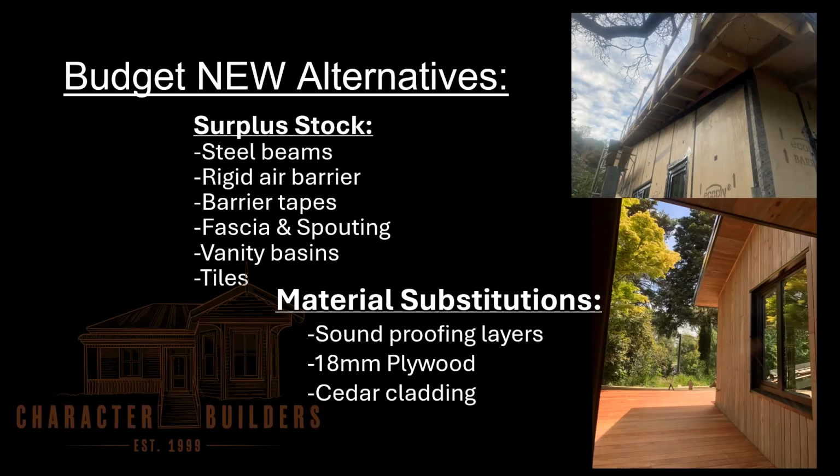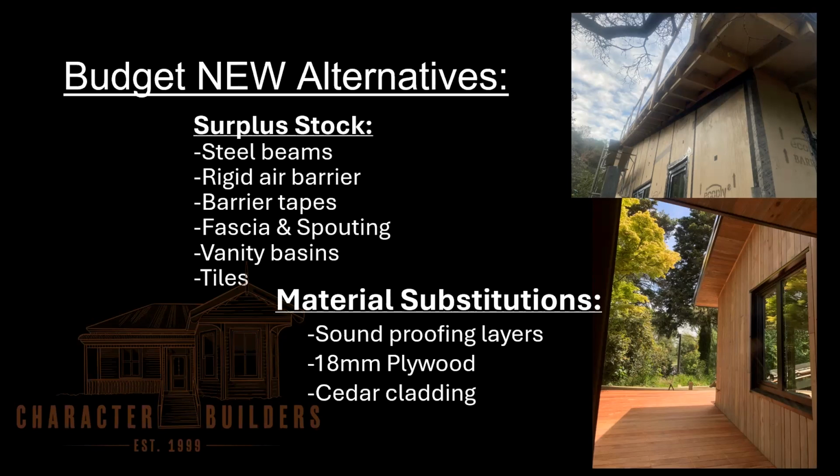Rigid air barrier, we found that someone was building a bunch of flats in Spraydon, and they had left over a whole bunch of exterior barrier board. Tapes and wraps, we found again there. We just sourced Facebook Marketplace, and we found time and time again we would find rolls of tape that were $20 instead of $80. Fascia and spouting, which was out at Musgroves, and it was still new.